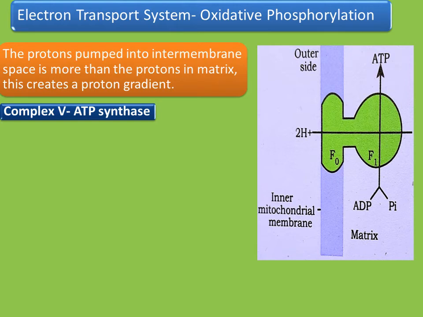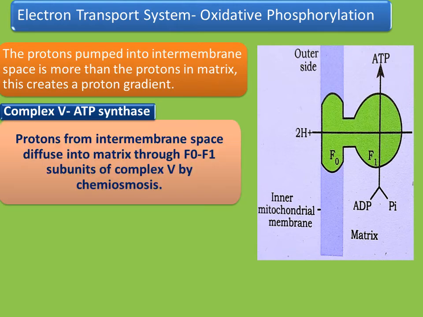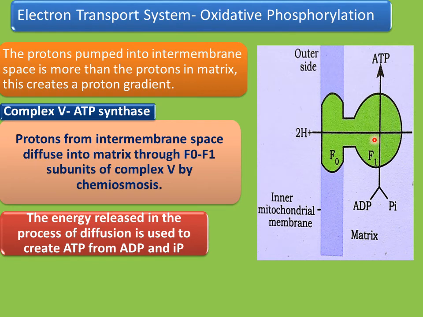Now comes the role of complex 5, that is ATP synthase. Protons from the intermembrane space diffuse into the matrix through F0 F1 subunit of complex 5 by the process of chemiosmosis. So the energy which is released in the process of diffusion of protons from intermembrane space to the matrix will be utilized to create ATP from ADP and inorganic phosphate.